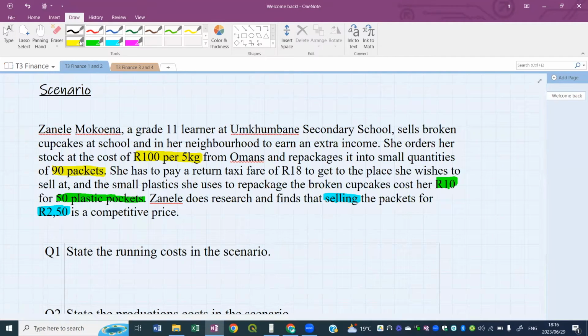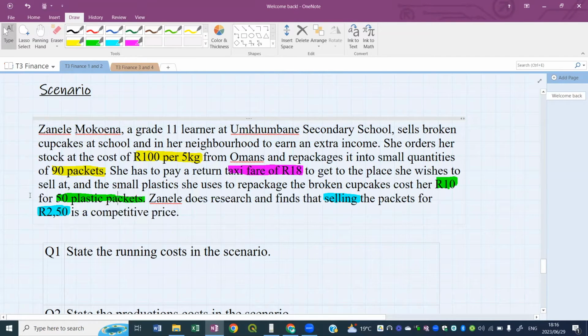She obviously has to pay a taxi fare as well. So there's a taxi fare that needs to be included. And then where she sells, she has small plastic that she uses to repackage the broken cupcakes, and it costs her 10 Rand for 50 plastic packets. Let's make it packets, the pockets was confusing me. She wants to sell at 2 Rand 50. So it's a packet of cupcakes.